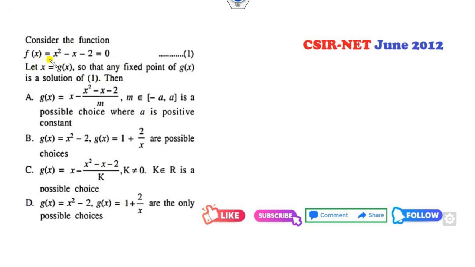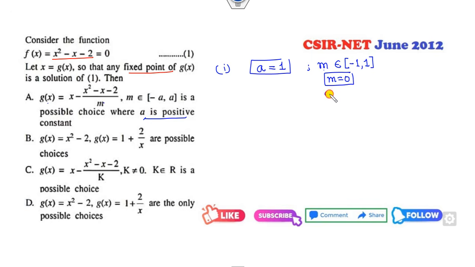Okay, consider the function f(x). Let x equal g(x), so that any fixed point of g(x) is the solution of the equation. You have to find the fixed point, but there is no need. Let me check the options. First option, g(x) will be this. a is a positive constant, so I can choose a as 1. Then m belongs to -1 to +1, but clearly if I take m as 0, then g(x) will be infinity. Then it is not a fixed point. So the first option will be cancelled.